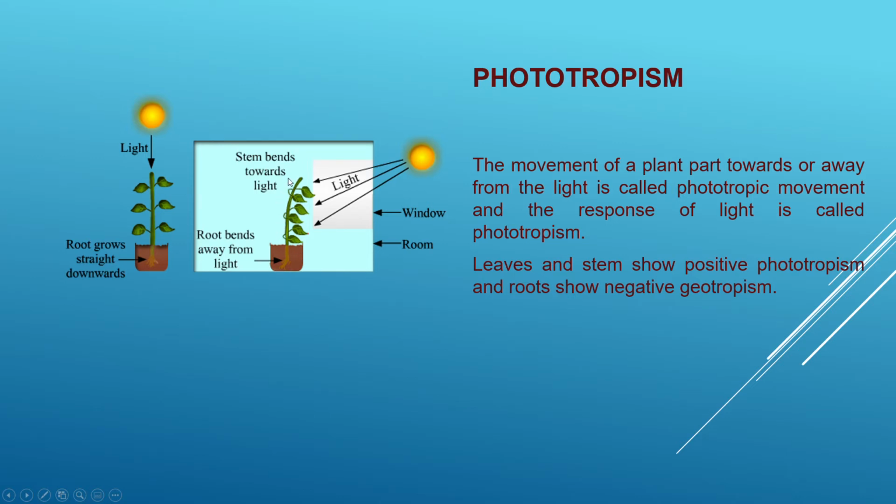The roots bend away from the light. That means this is phototropism, the tropic movement according to the light. Photo means light, and tropism means the tropic movement. But here the light comes from above, and so the roots grow straight and downwards. This is called phototropism.